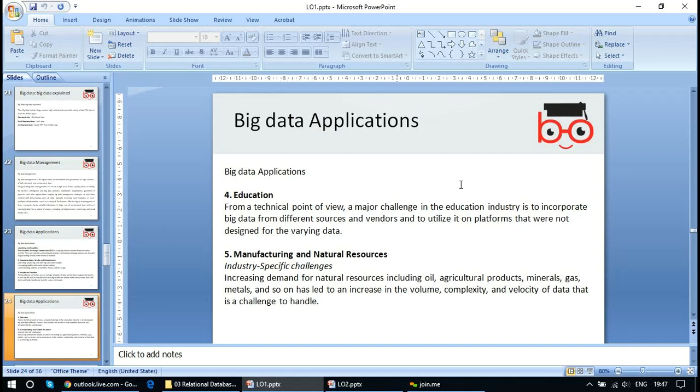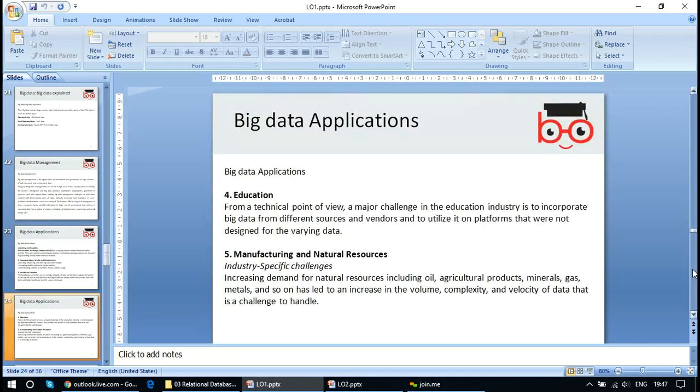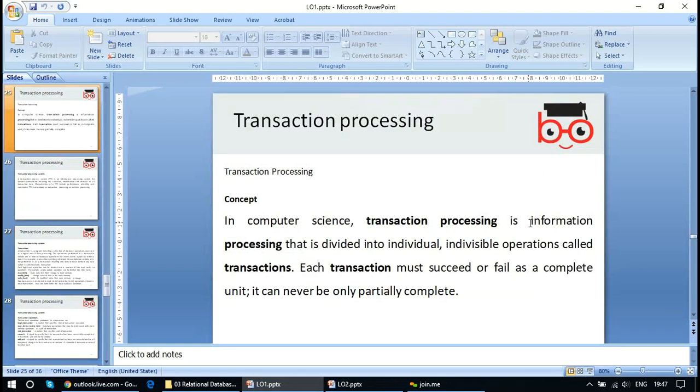So big data applications are used in banking and securities, communication, media, healthcare providers, education as well on large-scale projects, manufacturing and natural resources. From the introductory point of view, that's sufficient: it deals with very large applications which are beyond the capabilities of normal data. So big data is used.